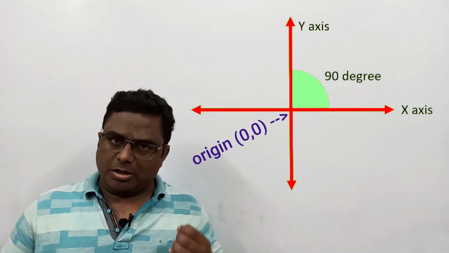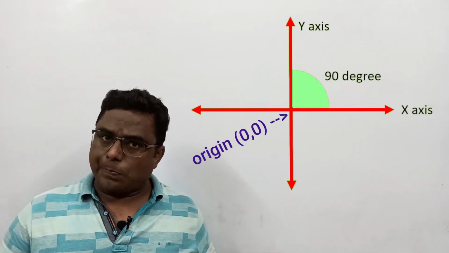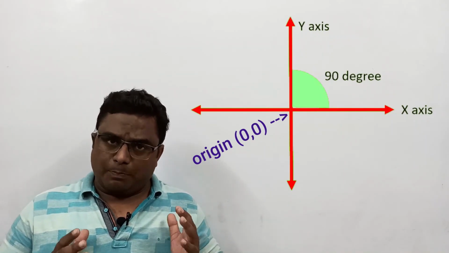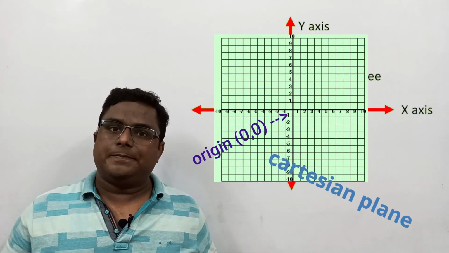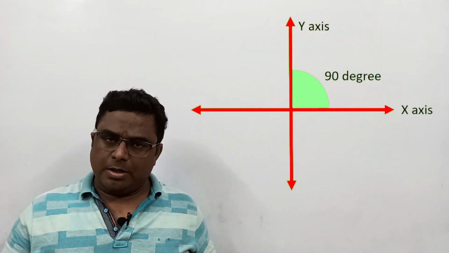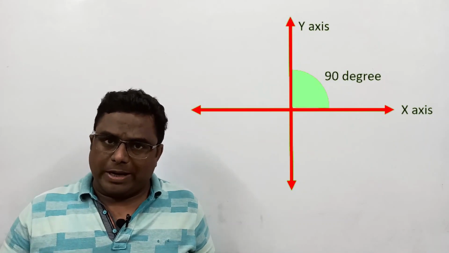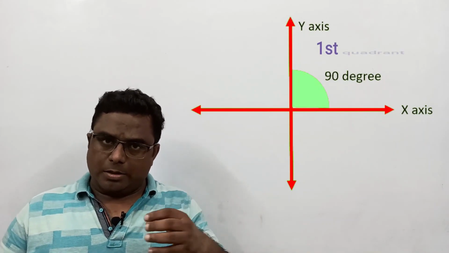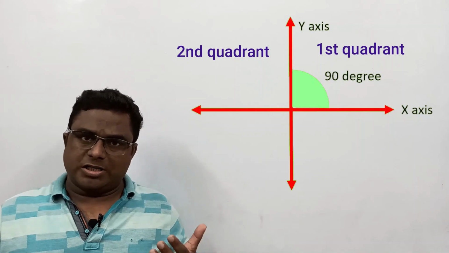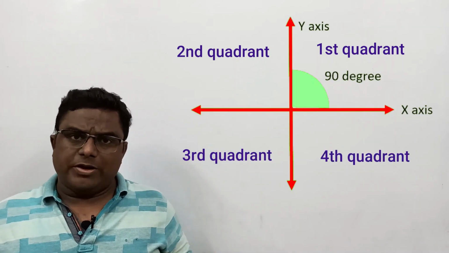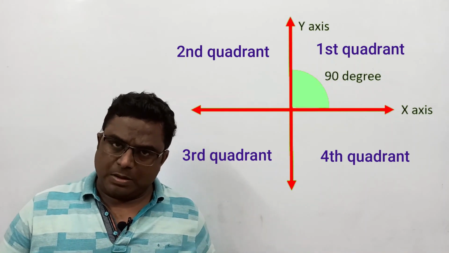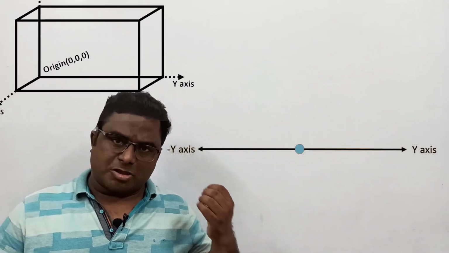that is origin, and the coordinates of origin are (0, 0). We also know that the plane generated by x-axis and y-axis is known as Cartesian plane, and this Cartesian plane is divided by the two axes into four parts, and these parts are called first quadrant, second quadrant, third quadrant and fourth quadrant.